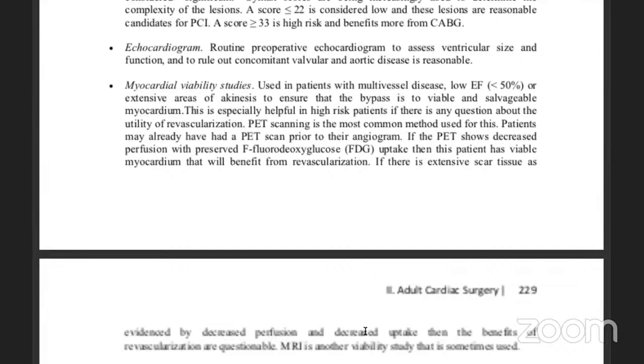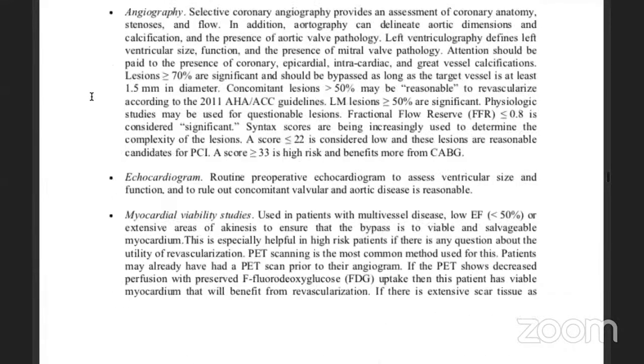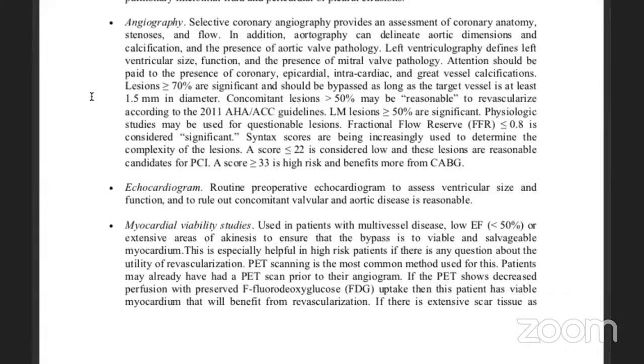So why would you do it? Was it indicated here that you should do a viability study? No, this is the pre-operative assessment and what are the options that are available for patients. Would you do a viability study if you have an ejection fraction, let's say, of 40-45%?